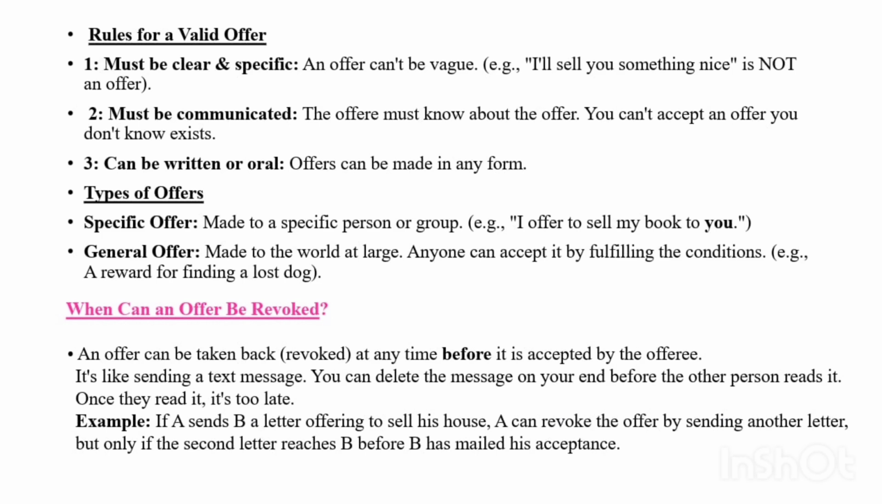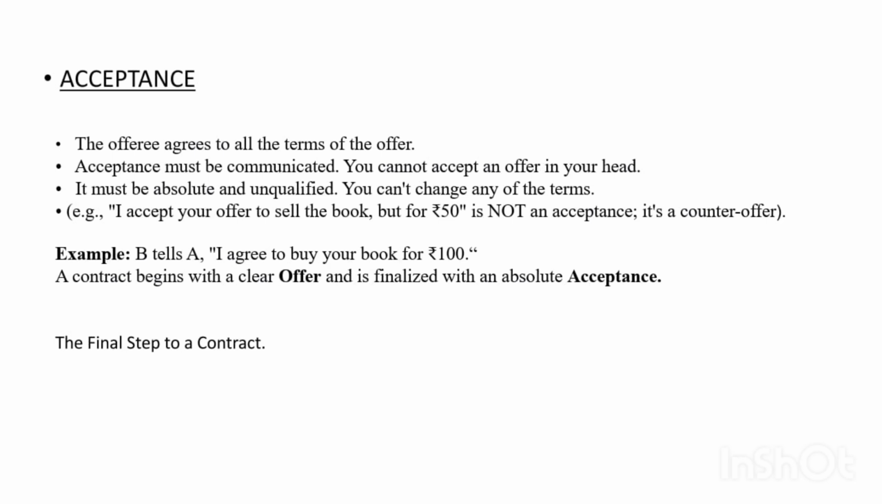For example, if A sends B a letter offering to sell his house, A can revoke the offer by sending another letter, but only if the second letter reaches B before B has mailed his acceptance. Okay, the next topic is acceptance. Acceptance is simply agreeing to the terms of an offer, but legally it's so much more.